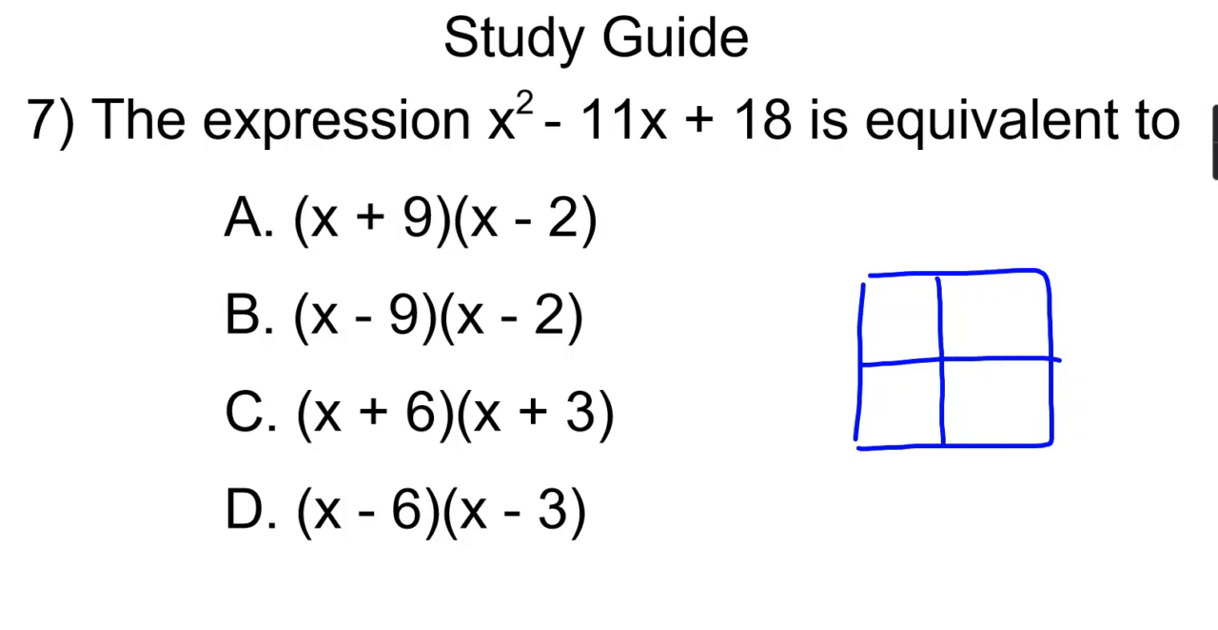Okay, so we're going to start off the same. We'll put x squared over here. Again, it's just x squared. There's no number in front of it that makes it more complicated.